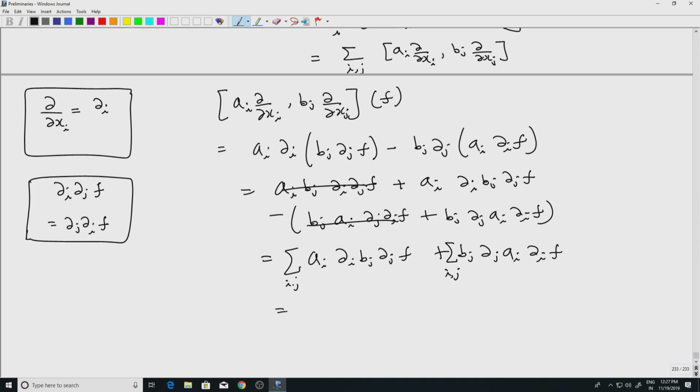Recall that we obtained all this by acting on f. So here I have del j f and here I have del i f. I want to get the same index for both of these. So I can just switch i and j in this, it doesn't matter. Or I can switch i and j in the first one. Let me do that. Summation over i and j, because both i and j run from 1 to n.